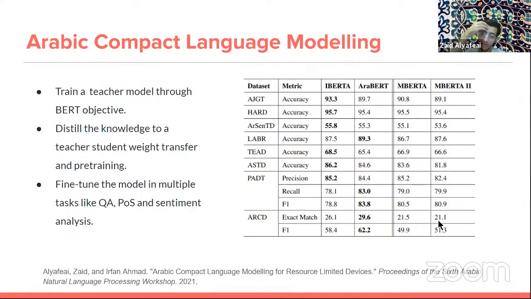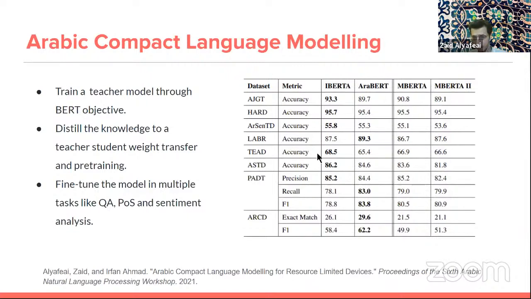So the basic idea of this paper is that we want to train a big language model, but the problem is that it's a little bit difficult to run this model in the browser. So we used distillation. First we train a language model that is closely related to the MobileBERT model. We distill the knowledge from the teacher model to the student model through weight transfer and pre-training. And we fine-tune the model on different tasks like question answering, part of speech tagging, and sentiment analysis.